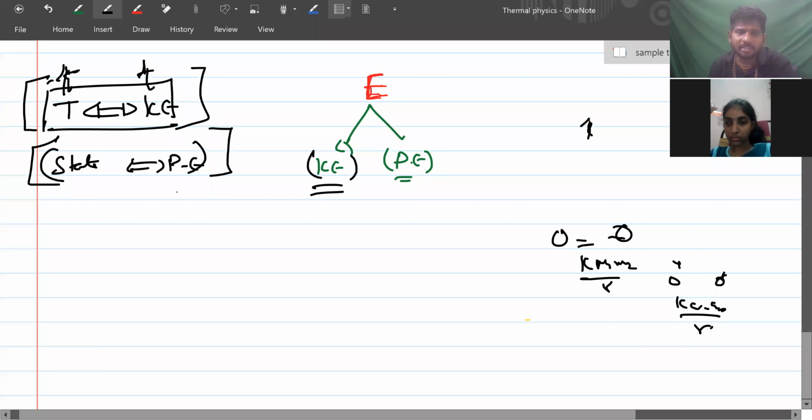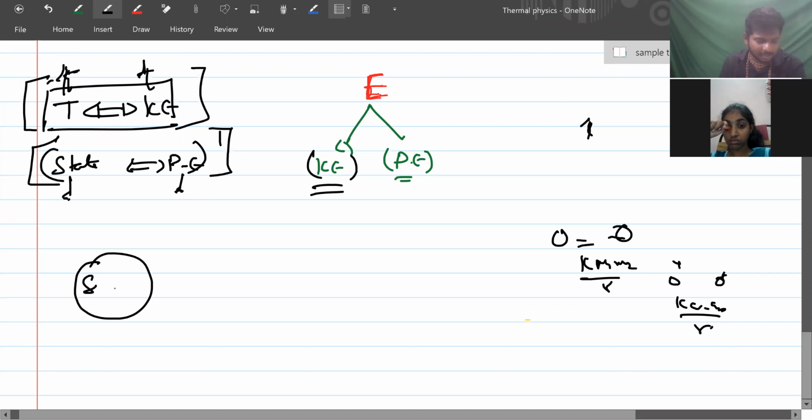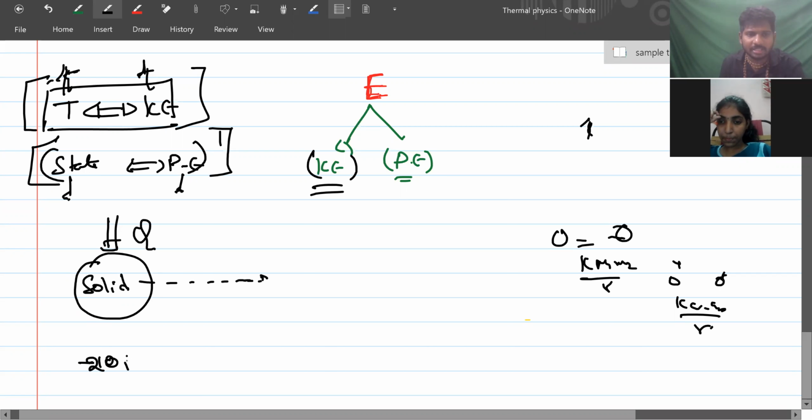If the change in potential energy, it means there is a change in state. Got it? Now, suppose there is a solid substance. If you are giving Q energy to it, and this solid state is continuously changing, suppose I'm taking an example of minus 20 degrees ice. Is it solid or not?